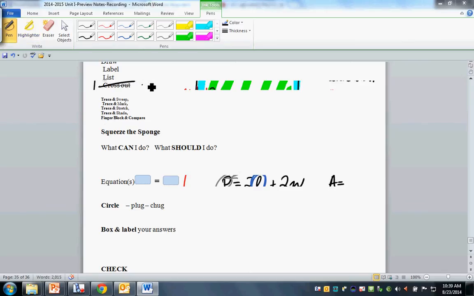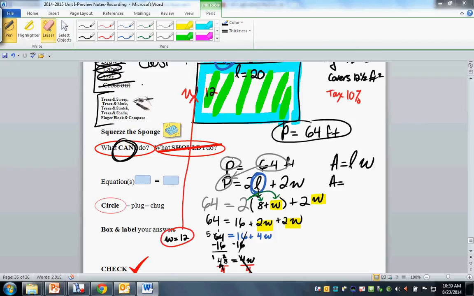Now I circle, plug, chug with equations. That means I physically circle the L here, and I look for L above. And I have it right there, L equals 20. Physically circle, that's called physical pickup. That helps your eyeballs not to pick up the wrong numbers. Okay, and I'm going to draw a little arrow down here. I'm going to plug that in. 20 times.